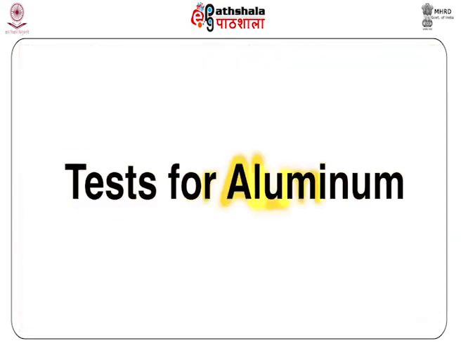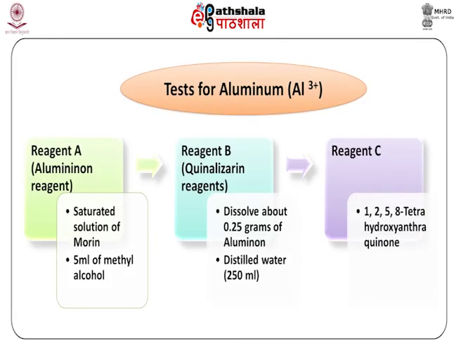Next is test for aluminium. Reagent A or aluminium reagent. Reagent A is prepared by adding saturated solution of morin in 5 milliliters of methyl alcohol in a small bottle. Reagent B, quinalizarin reagents. Dissolve about 0.25 grams of aluminum in distilled water, that is 250 ml.